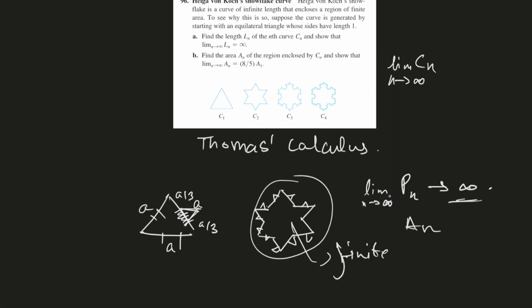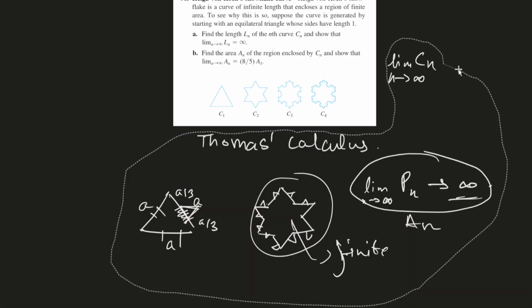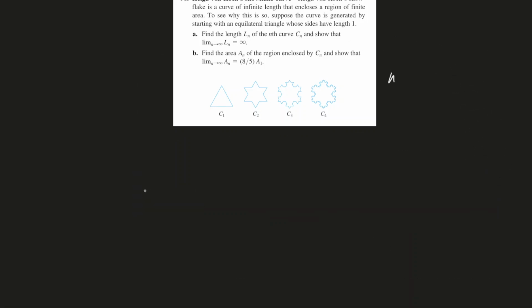So this is the curve, and we need to first find the length ln of any nth curve, and we need to show this, the perimeter of the nth C. Okay, so let's start with the answer.